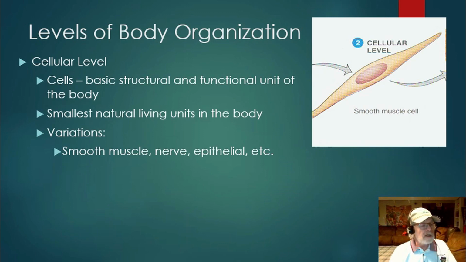We'll be talking, after we get through this first section, a lot about cells and cell structure. They're the smallest natural living units in the body. They are alive. They actually are their own ecosystem all in one. And when we look at the body, and you're going to see this in labs, there are a number of variations. Smooth muscle cells, nerve cells, epithelial cells, cardiac muscle cells, skeletal muscle cells, all kinds of different types of cells that all have different purposes.